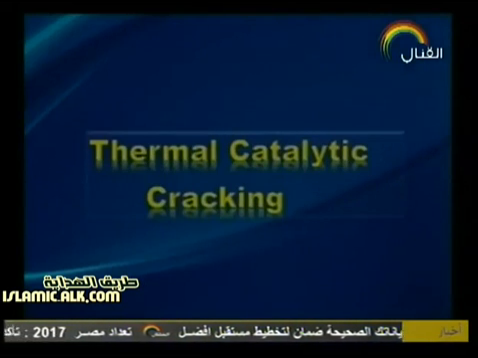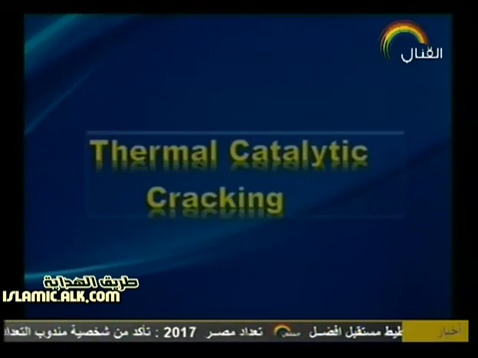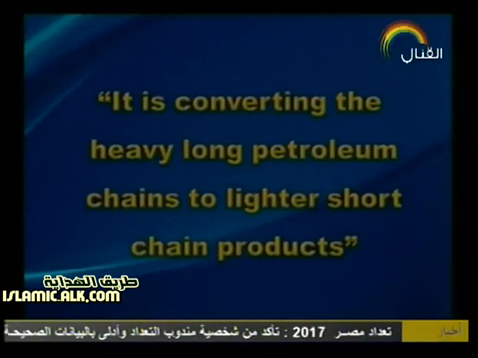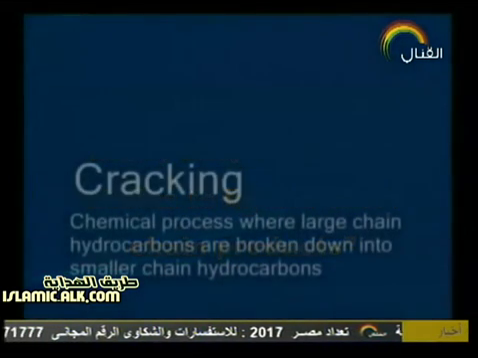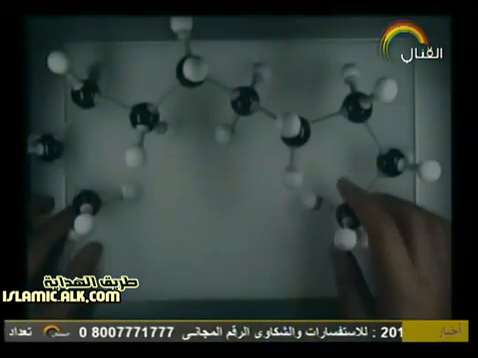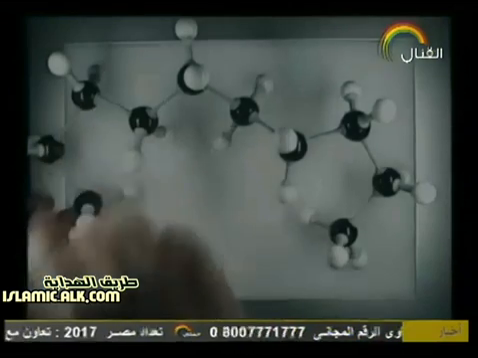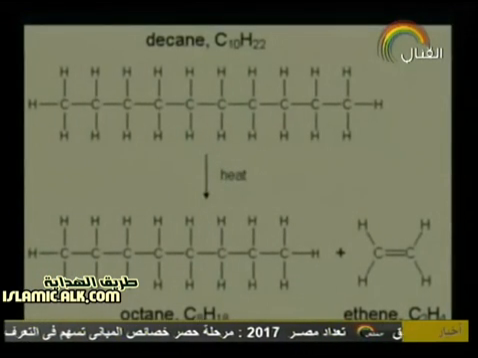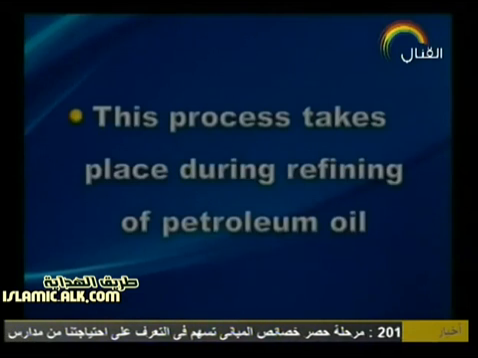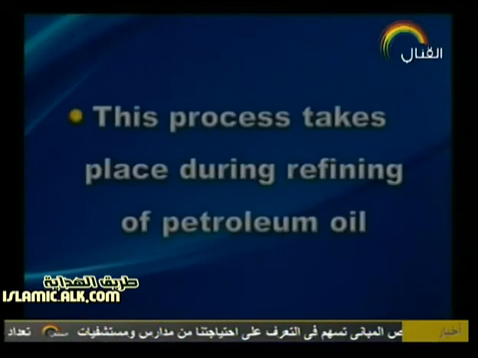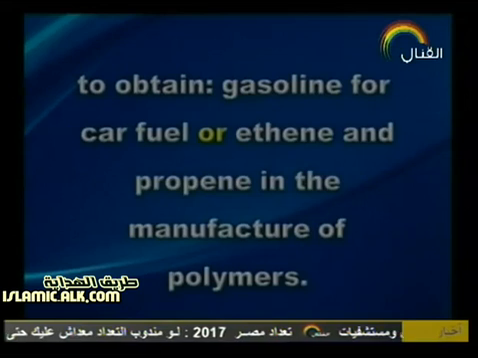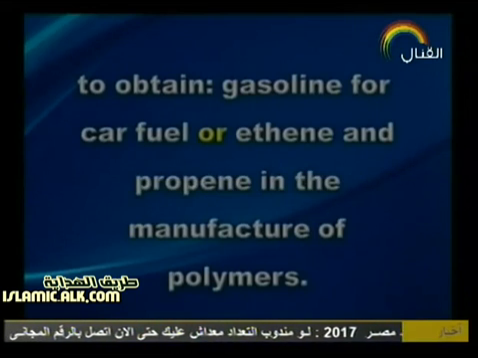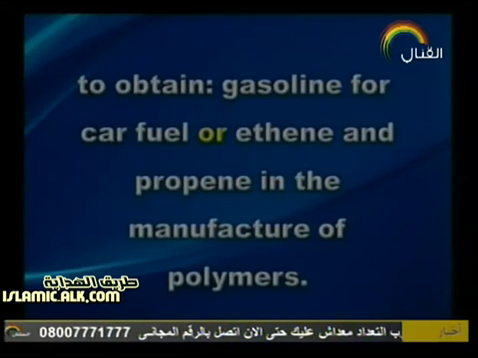Now, my dear students, we are going to discuss thermal catalytic cracking. It is converting the heavy long petroleum chain to lighter short chains, as the following animation will show. As the animation shows, my dear students, the cracking of a long chain alkane, as shown on the screen, produces an alkane and an alkene. So, this process of cracking takes place during refining of petroleum oil to obtain gasoline for car fuel, or ethene and propene for the manufacture of polymers.